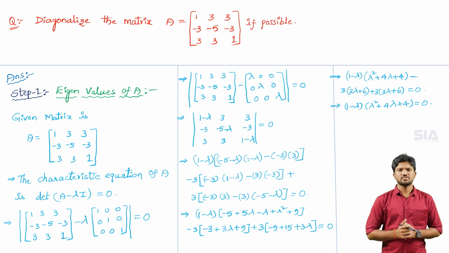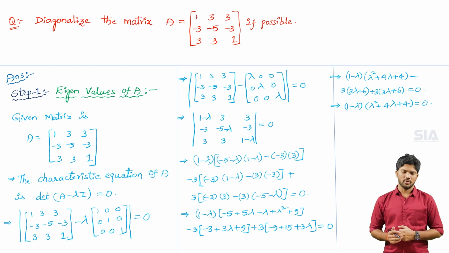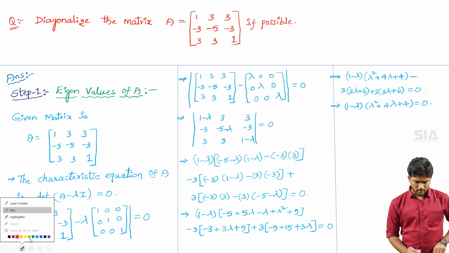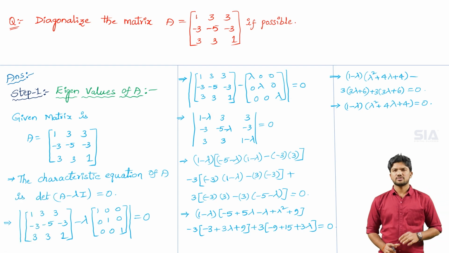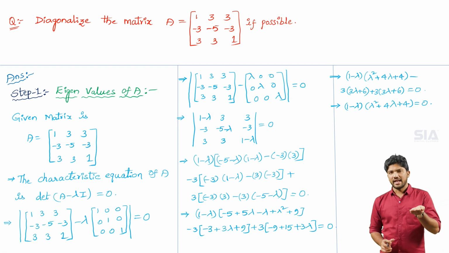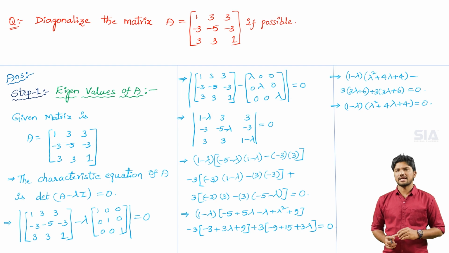So in this lecture, we are going to discuss the diagonalizable matrix problem. Whenever you get a problem based on the diagonalizable matrix, how can we find the diagonalizability of the given matrix capital A? What are the steps included in this process? We are going to discuss that now.